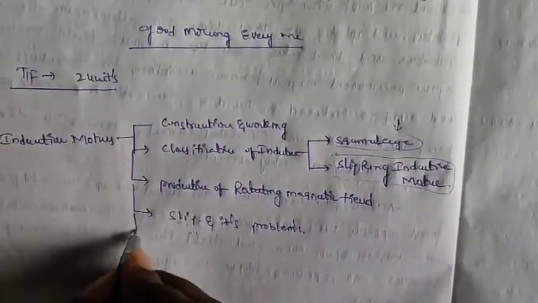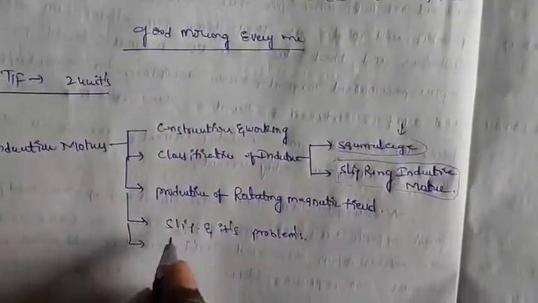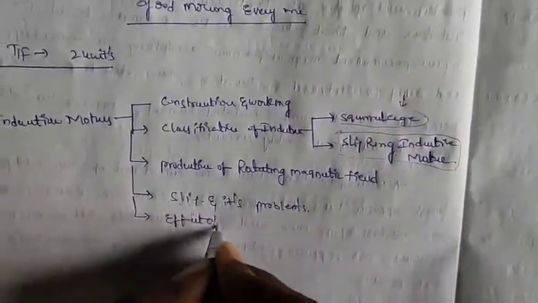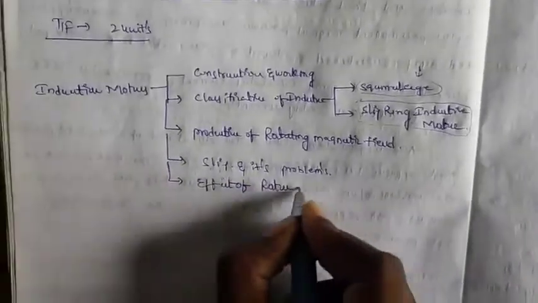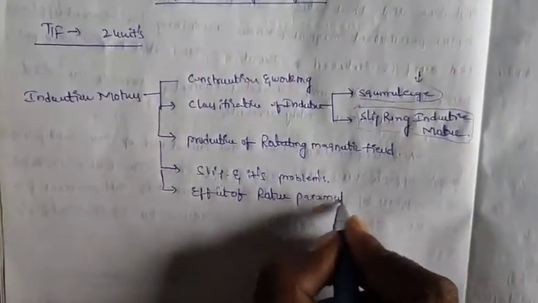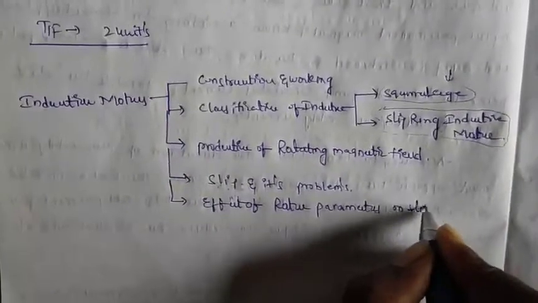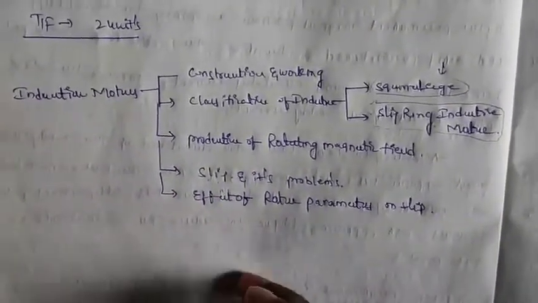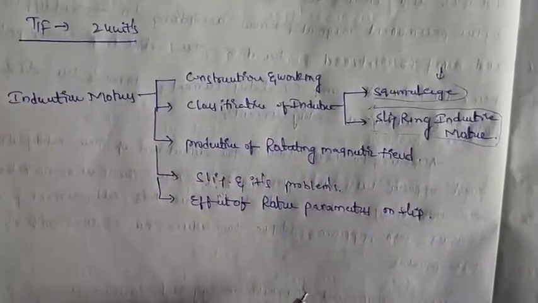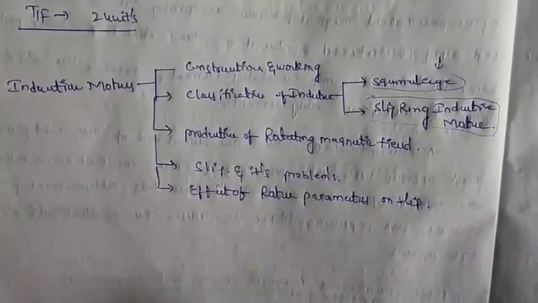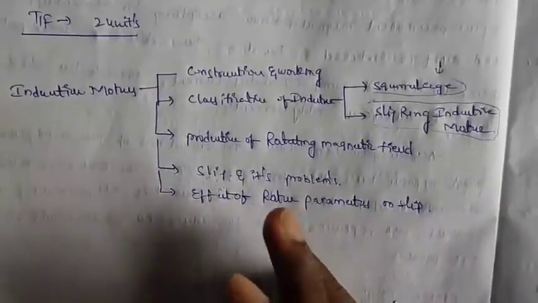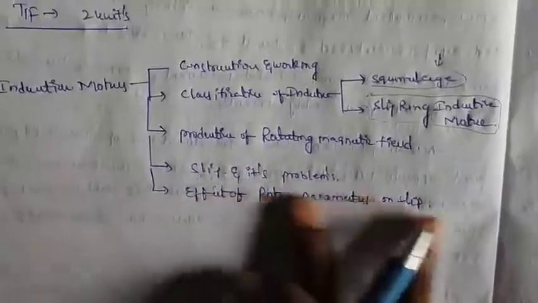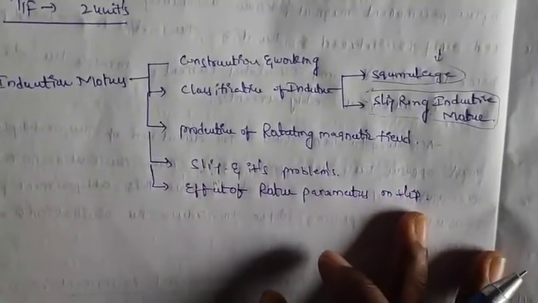Then, effect of rotor parameters on slip. That means the rotor parameters: resistance, reactance, impedance, power factor at standstill condition and at running condition. We have to derive these, the derivations have to be completed, and problems can also be done.